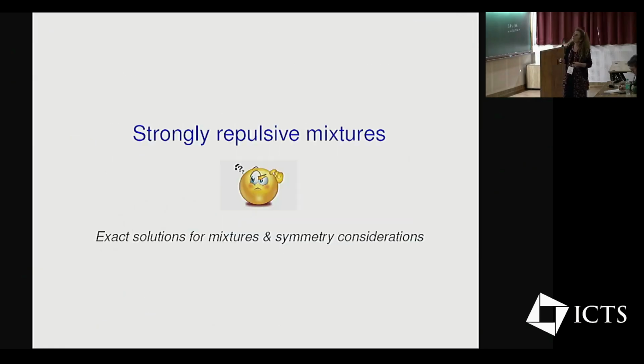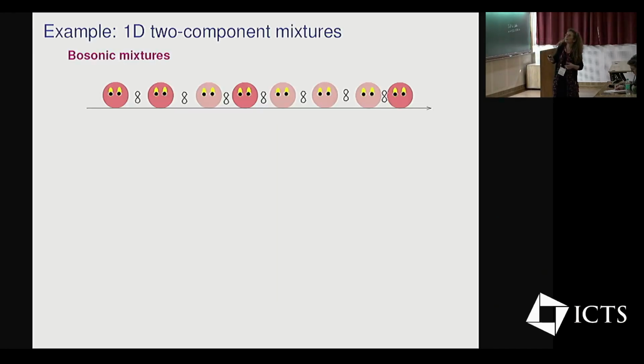So now what happens if I have a mixture? So what is a mixture? You can have this atomic gas in different spin states. They can be bosonic or fermionic. So what I have in mind are, for instance, bosonic mixtures, here represented by different types of pink, that have very strong intra-species interaction.